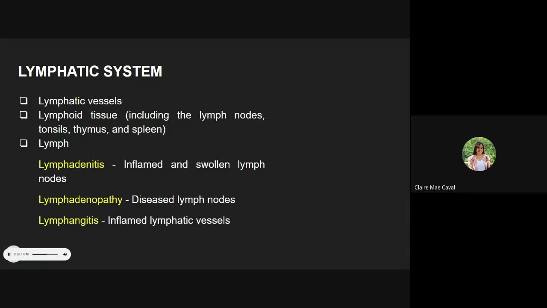So let's familiarize the different terms related to the lymphatic system infectious diseases. When you say lymphadenitis, it's inflamed and swollen lymph nodes. Lymphadenopathy, it's the diseased lymph nodes, and lymphangitis, that's inflamed lymphatic vessels.